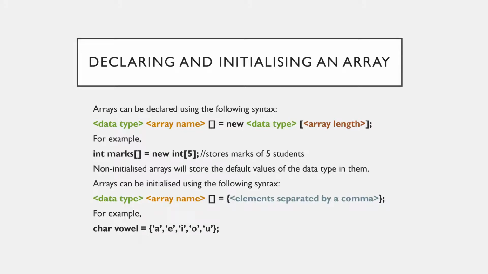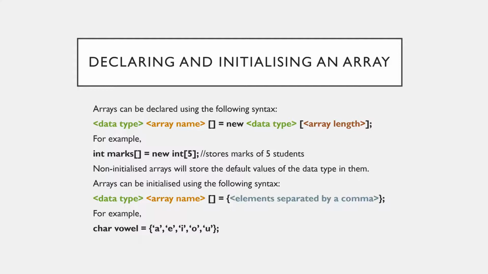The left-hand side remains the same. We specify the data type, followed by the array name, followed by the square brackets, equals to, now we have curly braces. Whenever we need to initialize an array, we have curly braces, and inside the curly braces, we specify the elements in them. Each element is separated by a comma, while the statement is terminated by a semicolon.